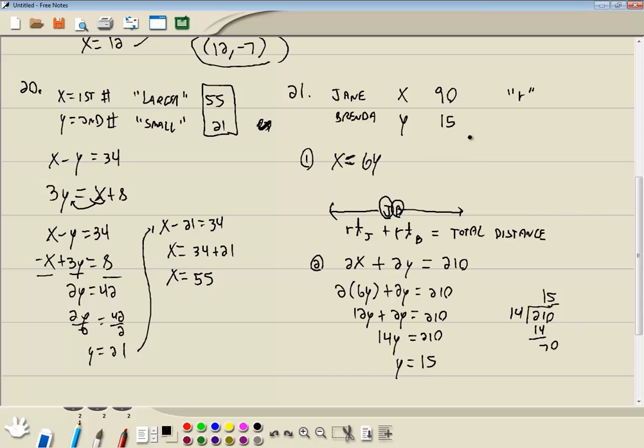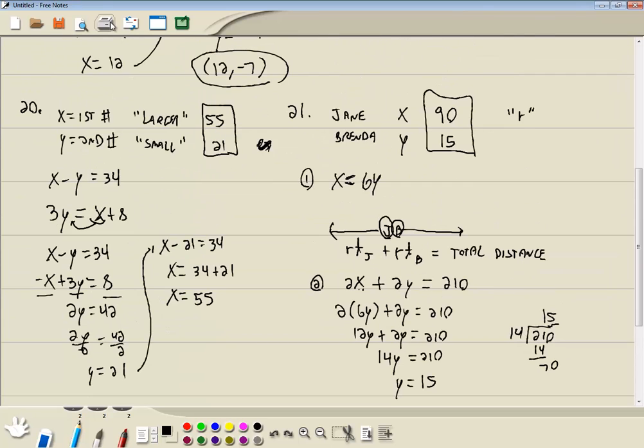Okay. 6 times, so that fits. And together, they want to achieve that total distance. If I put 90 here, 2 times 90 is 180. 2 times 15 is 30. 180 plus 30 is 210. So those check. So those would be our answers.